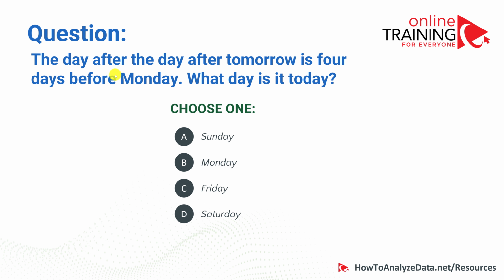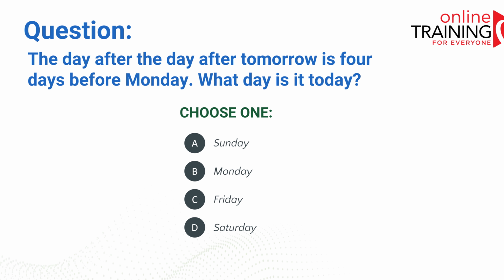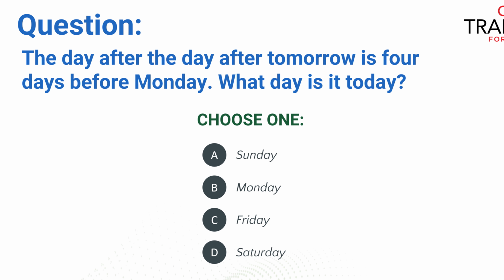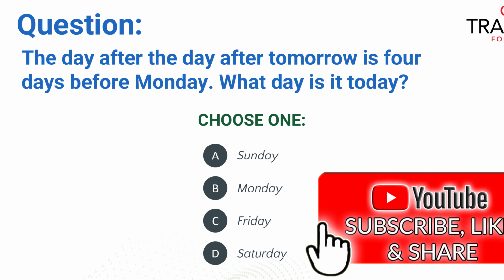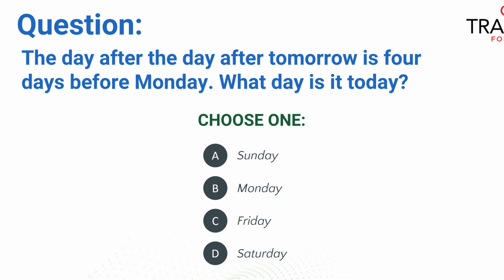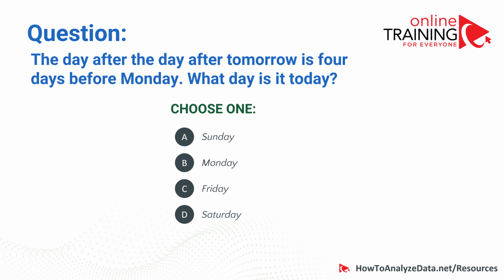Let's take a look at the answer. Again, most of the time you have to use the reverse method to get to the right answer. And the reverse method tells us that 4 days before Monday is Thursday, and the day before Thursday is Tuesday. If tomorrow is Tuesday, today is Monday. So the correct answer is B, Monday. Hopefully you've got this one right.